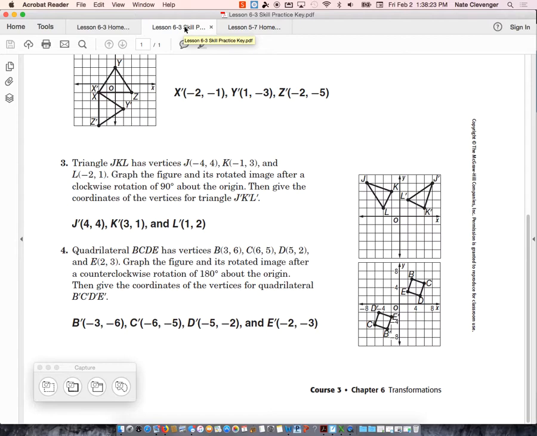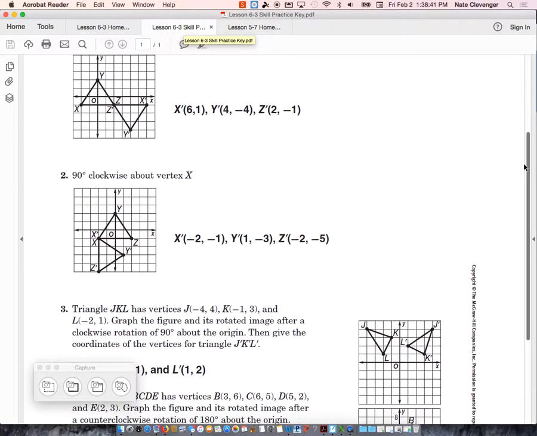Obviously, it was 6-3 worksheets, and there's 2 of them. Number 1 on the skill practice is going to be worth 5 points.